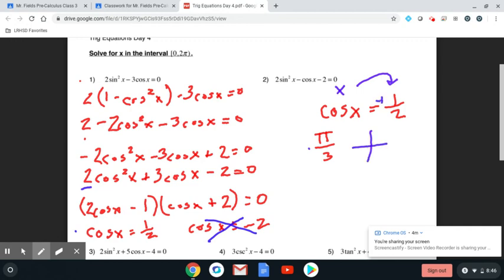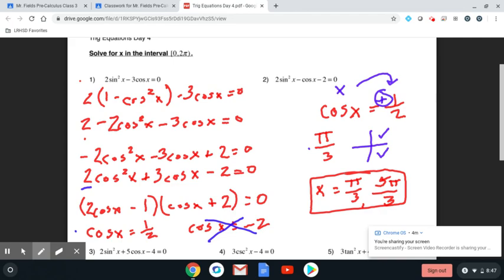Since we know that this 1/2 is positive, we're thinking about where x is positive, which is in quadrant 1 and quadrant 4. So using pi over 3 to get to quadrant 1 and quadrant 4, our 2 answers for x would be pi over 3 in quadrant 1 and then 5 pi over 3 in quadrant 4. So that's how you would get your 2 different answers.